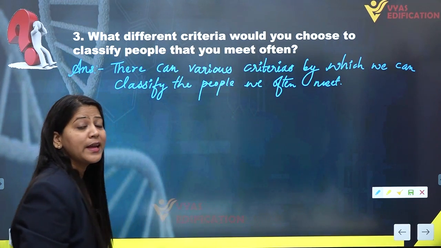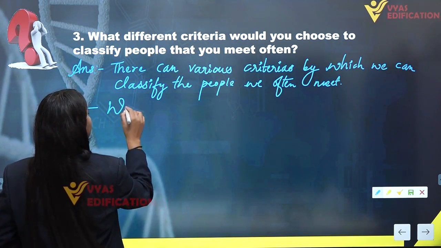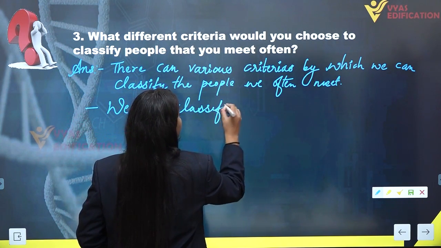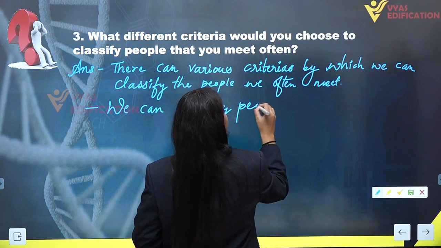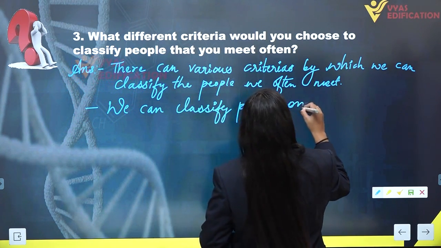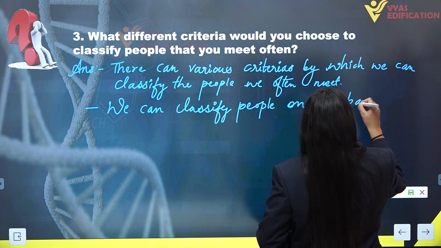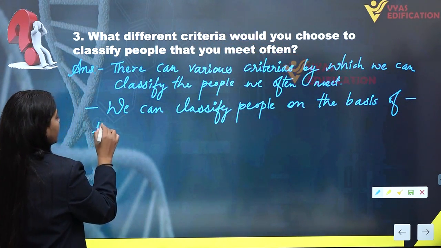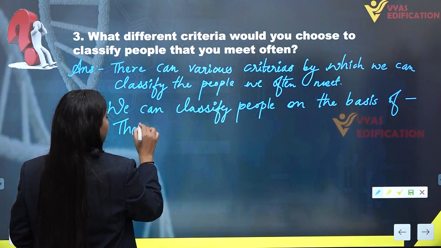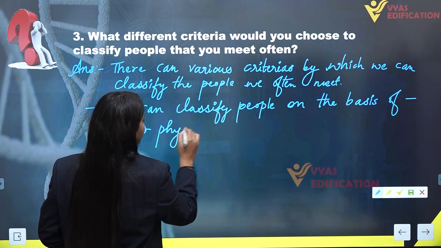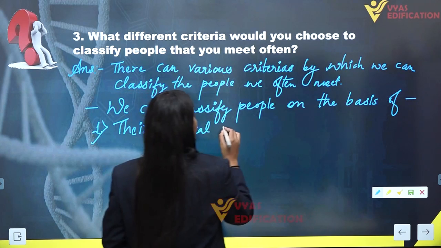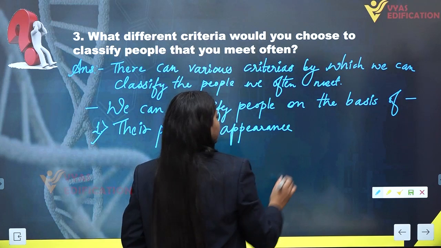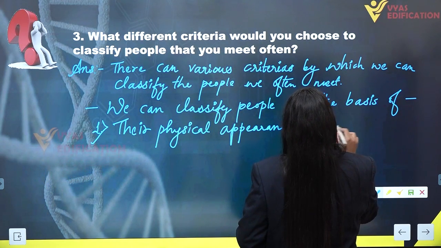Alright, now we can classify people on the basis of number 1, their physical appearance, for example, height.